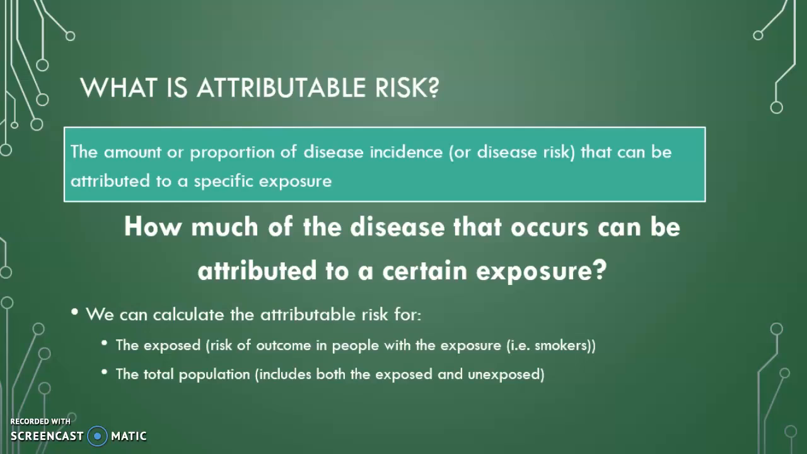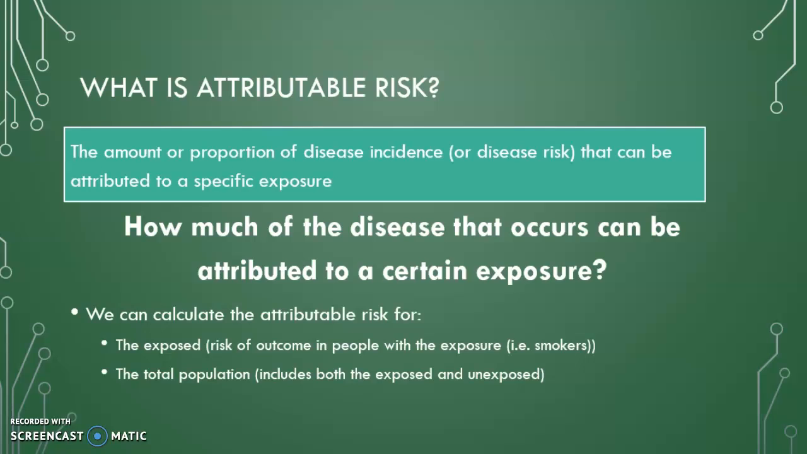So what is attributable risk? Attributable risk is the amount or proportion of disease incidence, also known as the disease risk, that can be attributed to a specific exposure. A great question that can be answered by this is how much of the disease that occurs can be attributed to a certain exposure. The book used the example of smoking and lung cancer. So it's saying if this person smokes, how likely are they to get the disease in question, which would be lung cancer, as opposed to somebody in the non-smoking group or the people without the exposure.